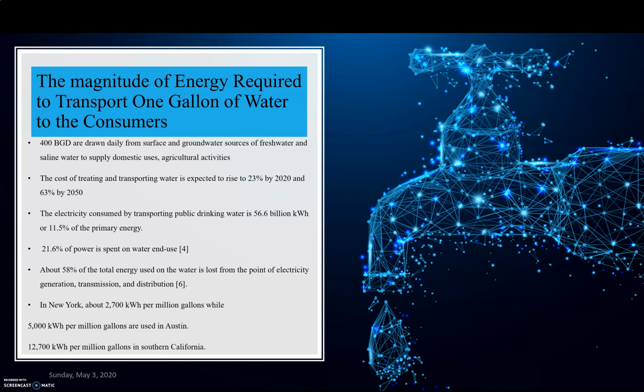For example, in New York, about 2,700 kilowatt hours per million gallons are used, while 5,000 kilowatt hours per million gallons are used in Austin. California spends the largest amount of energy, which is approximately 12,700 kilowatt hours per million gallons in Southern California.